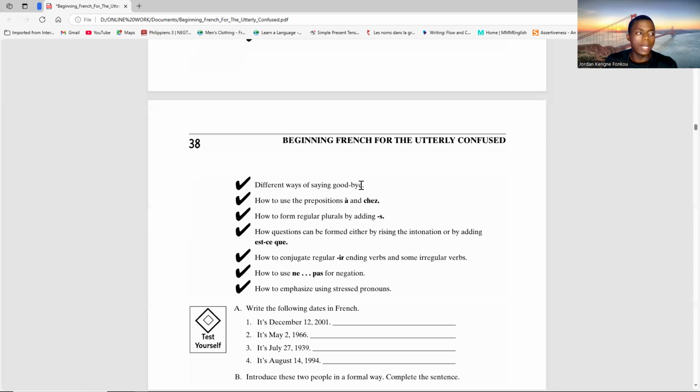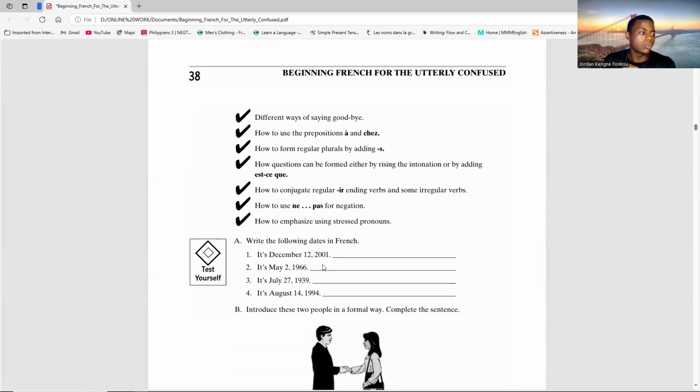We also saw different ways of saying goodbye, how to use the prepositions à and chez, how to form regular plurals, how questions can be formed, how to conjugate the regular IR verbs and a couple of irregular ones, not all of them, how to use the negation ne pas, and how to emphasize with the stress pronoun. So that was really a good time.